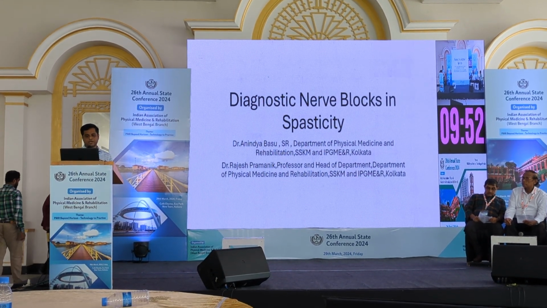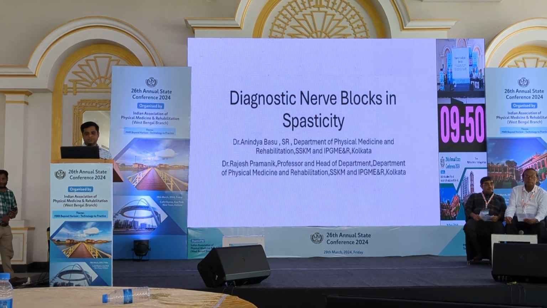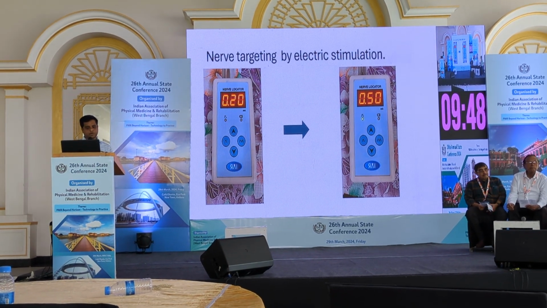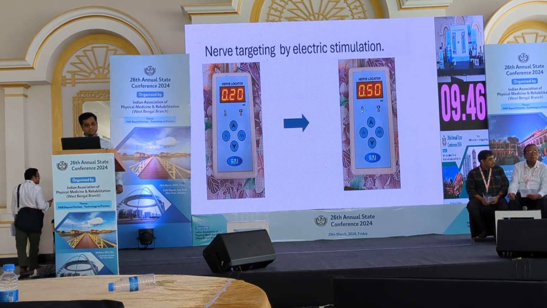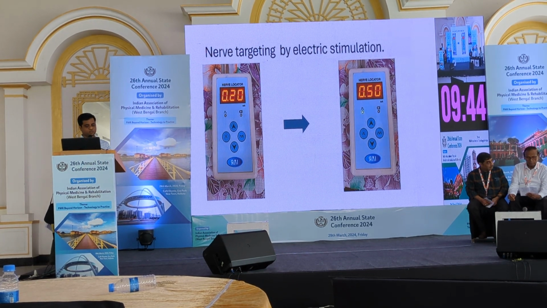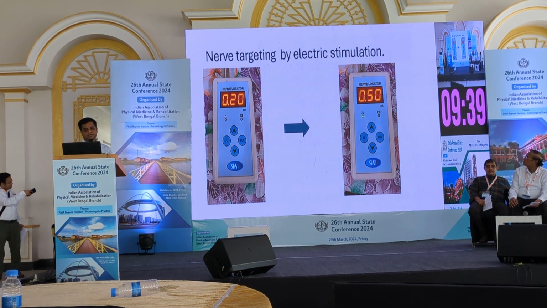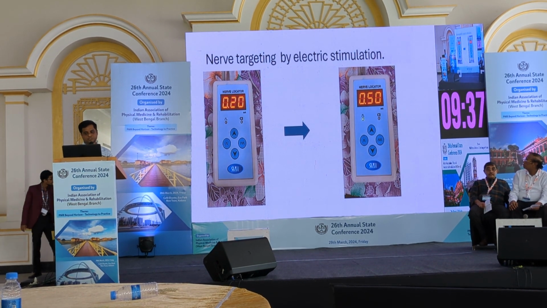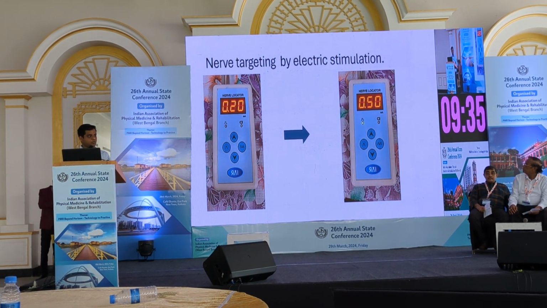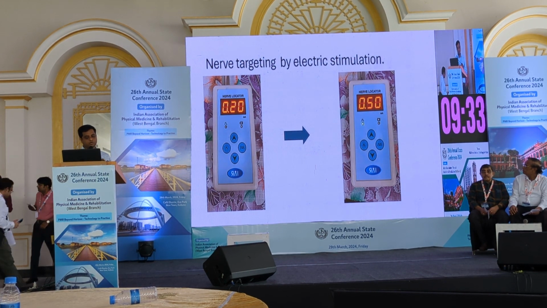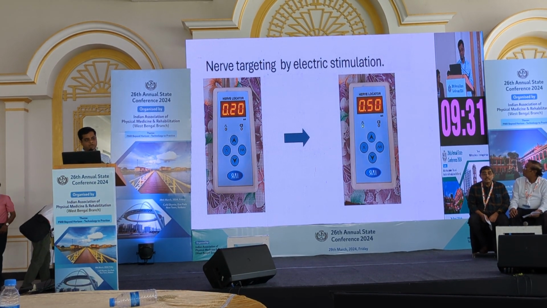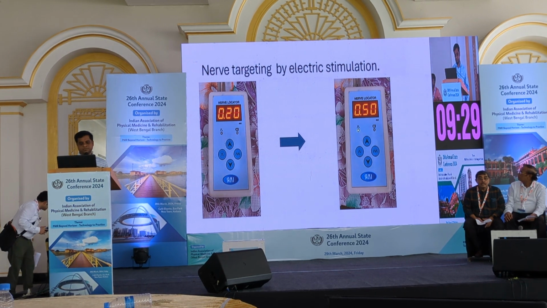Today I am going to talk about diagnostic nerve block for spasticity. At 0.2 milliampere of current, the stimulator needle is very near to the nerve or touching the nerve. Then we inject the local anesthetic, and the contraction of the muscle stops. Then we again increase the current to 0.5 milliampere. If the contraction remains absent, the nerve has been effectively neurolyzed.